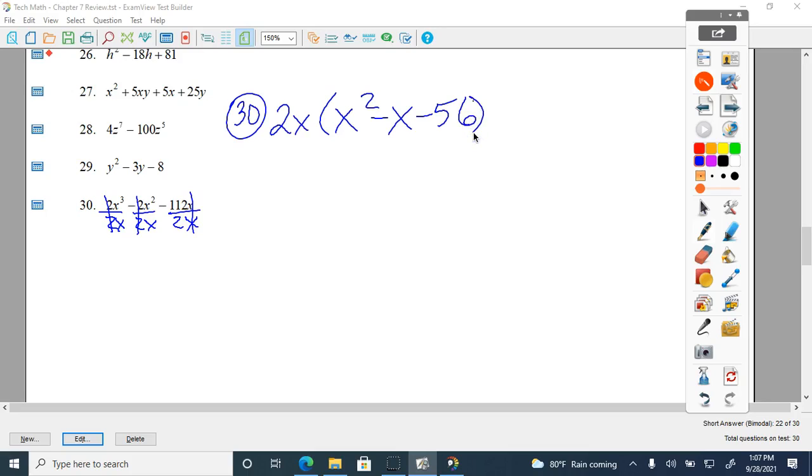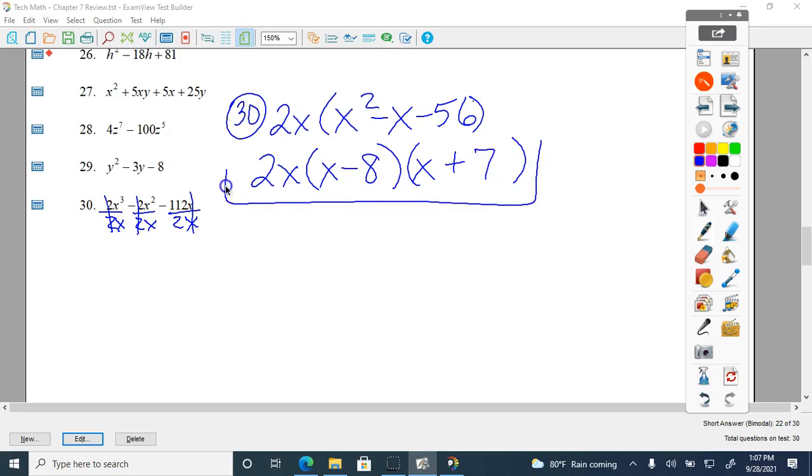Then you ask yourself, can you factor that? You can. 2x, what two numbers multiply to be negative 56 and add up to negative 1? 7 and 8. Which one? Negative 8. Excellent. Negative 8, positive 7. We're done. I don't have to put it back because did I borrow? No. I didn't borrow. I factored it out. Don't get them mixed up. Okay?